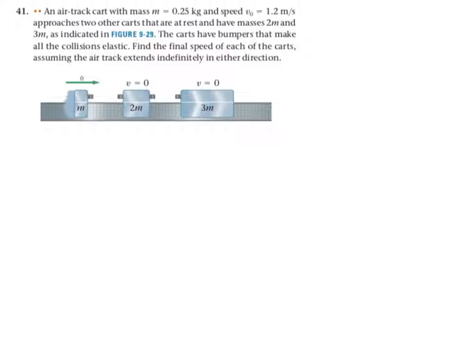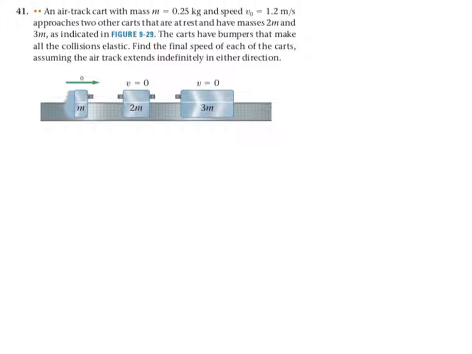Chapter 9, Number 41. An air-track cart with mass m and speed 1.2 meters per second approaches two other carts that are at rest and have masses of 2m and 3m as indicated in the figure. Carts have bumpers that make all collisions elastic. Find the final speed of each of the carts, assuming the air track extends indefinitely in either direction. And that's just so it doesn't fall off the track and do weird stuff.